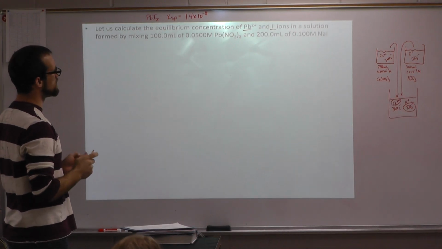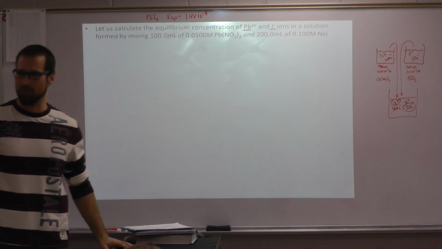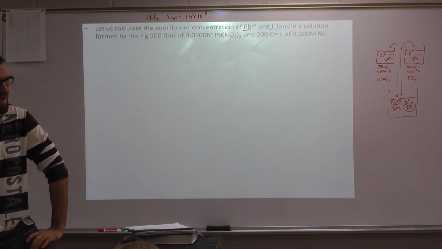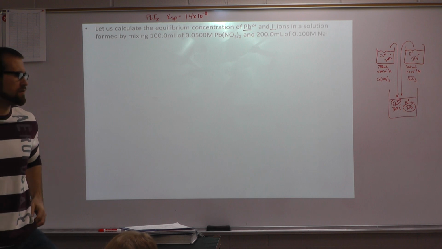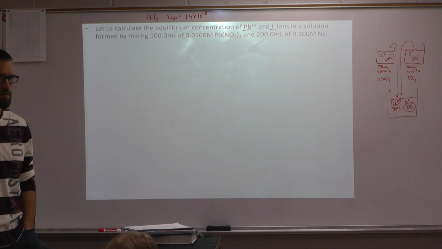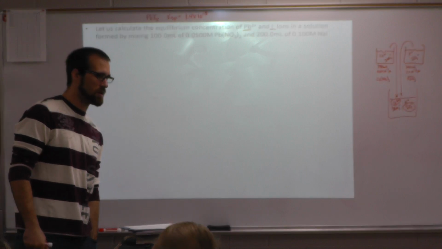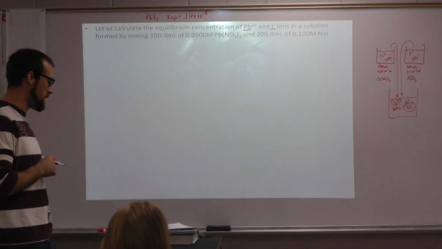Calculate the equilibrium concentrations of Pb2+ and I minus. We need to figure out if PbI2 will precipitate first. Why do you think I would have to find if it precipitates or not? Yeah, if it doesn't precipitate, then we would just find that concentration. Good. Most of the time when we do these types of problems, you'll find that a precipitate will occur. But I still want to go through the process of how you would do that. It's just like we did earlier.